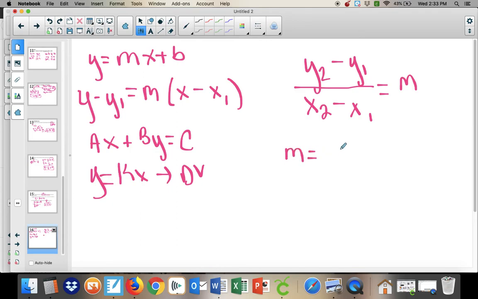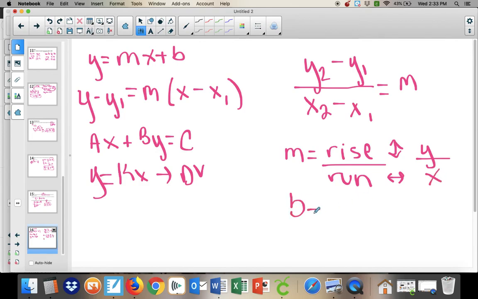Slope is your rise over run, which is your up and down over your side to side, which is you're changing your y for changing your x. B is your y-intercept, which is your starting value. It's where you cross the y-axis.